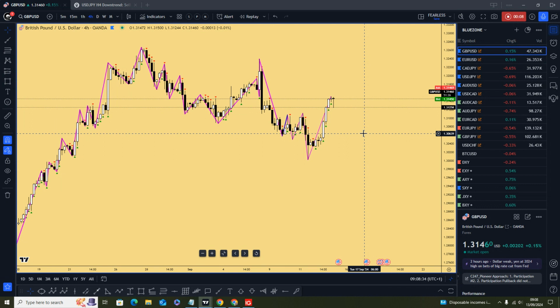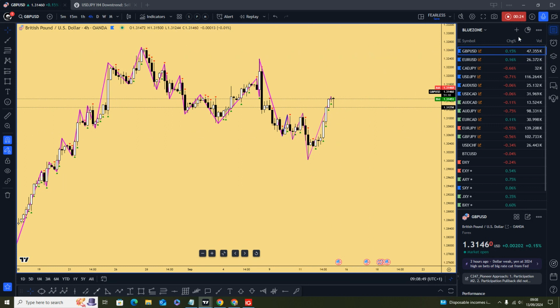So this morning we are looking at the major pairs. I'll be looking at the pound US dollar, the euro US dollar, the dollar yen, and if time permits, I'm going to look at the Canadian dollar Japanese yen.